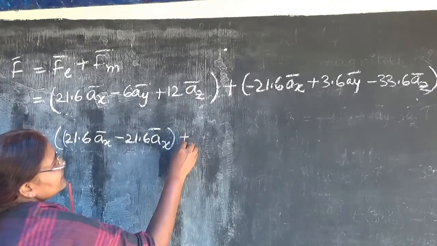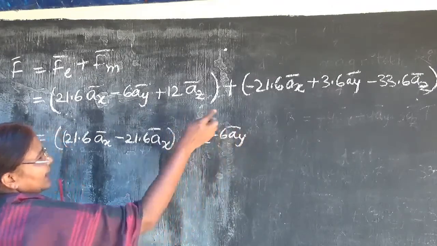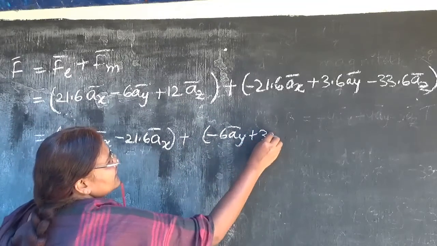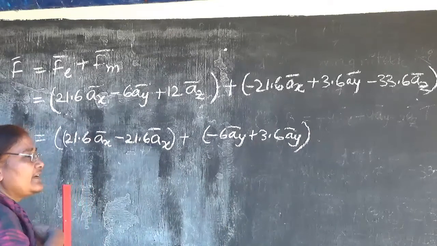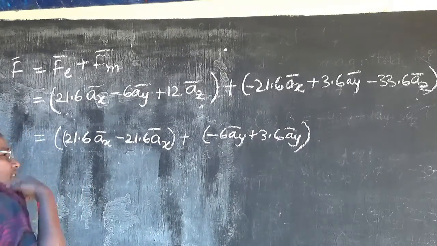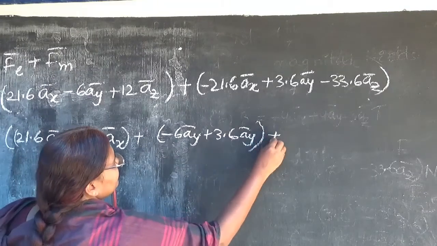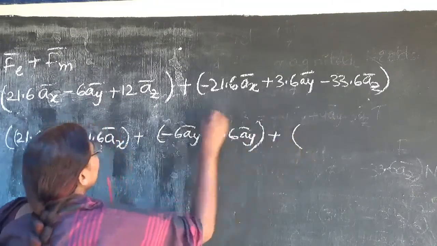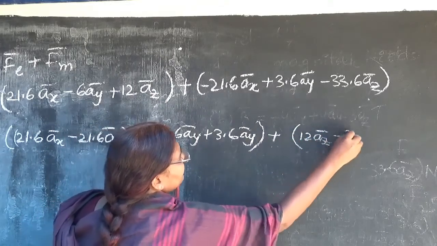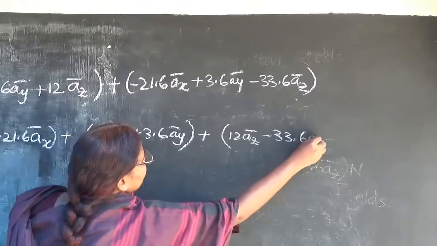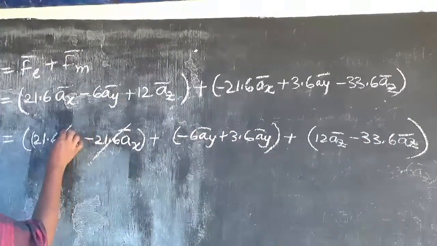Next thing is minus 6 Ay bar and plus 3.6 Ay bar. So corresponding Ay bar components I have to add. So this is the way of adding two vectors. And next one is 12 Az bar minus 33.6 Az bar. So what is the result I will get?